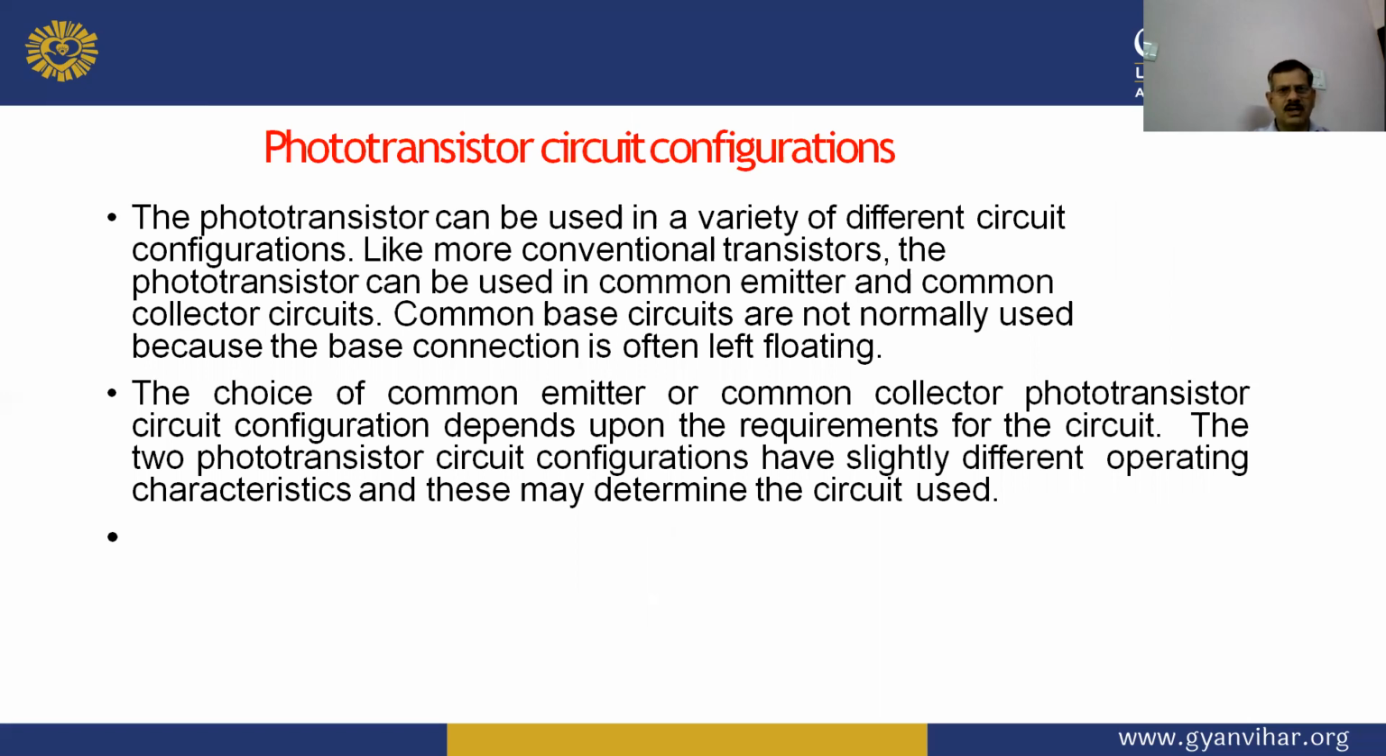Configuration is a very important part of any semiconductor device. The phototransistor can be used in a variety of different circuit configurations like more conventional transistors. The phototransistor can be used in common emitter and common collector circuits. Common base circuits are not normally used because the base connection is often left floating. So in phototransistor configuration, generally there are two types: one is the common emitter and second is the common collector circuit. So there are only two configurations.